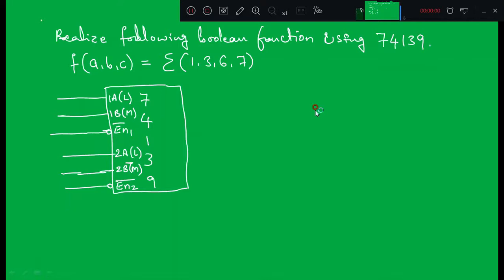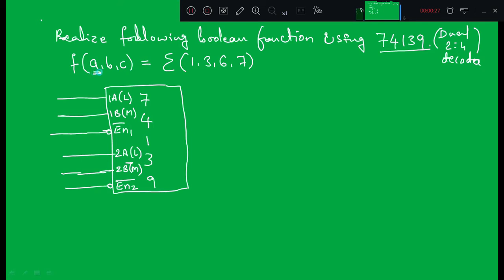See, how to realize a boolean function using 74139, right? So in the question you can clearly see it is mentioned which IC you have to use, that is 74139, which is a dual 2:4 decoder, right? And in the function you can see f of ABC is the summation of 1, 3, 6, 7.